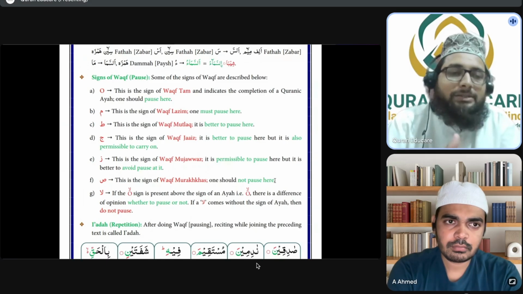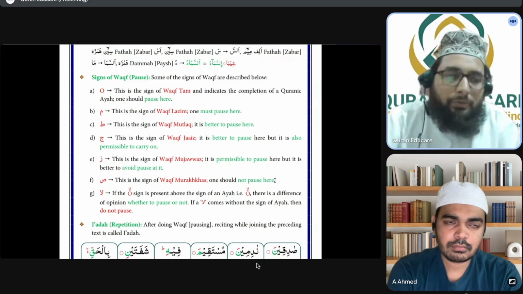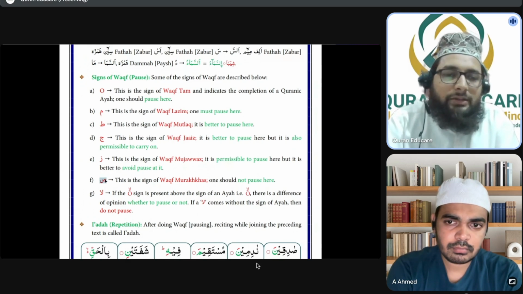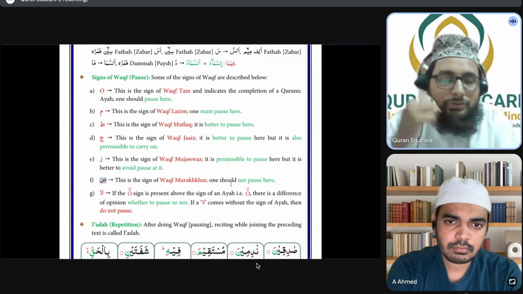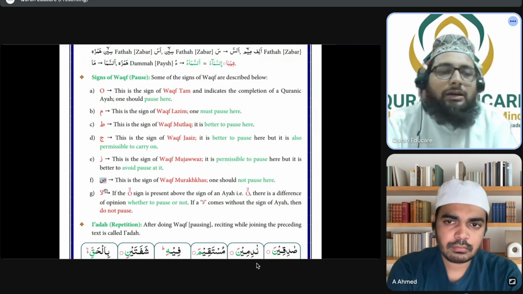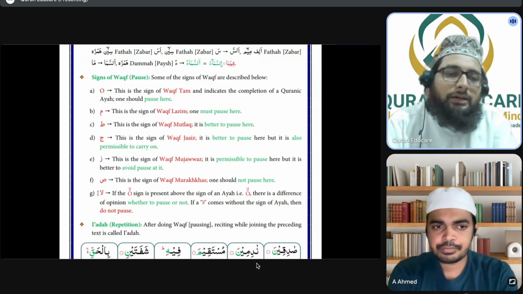Without pausing is better, but we can also pause. Next is a short waqf, murakhas. One should not pause here. We should continue reciting at this sign. And there are two rules of laa.